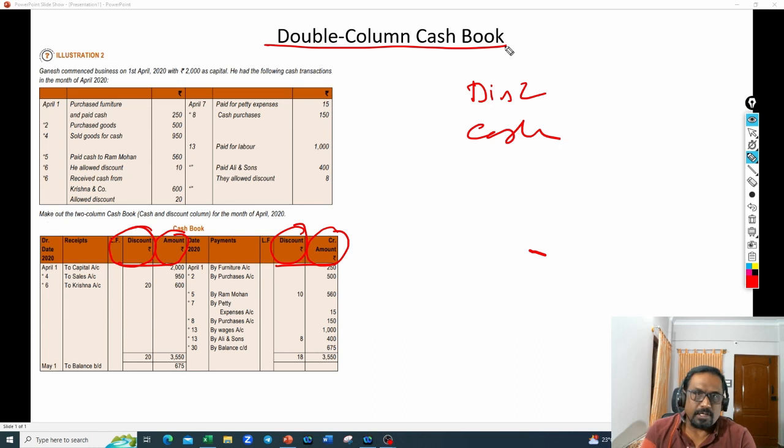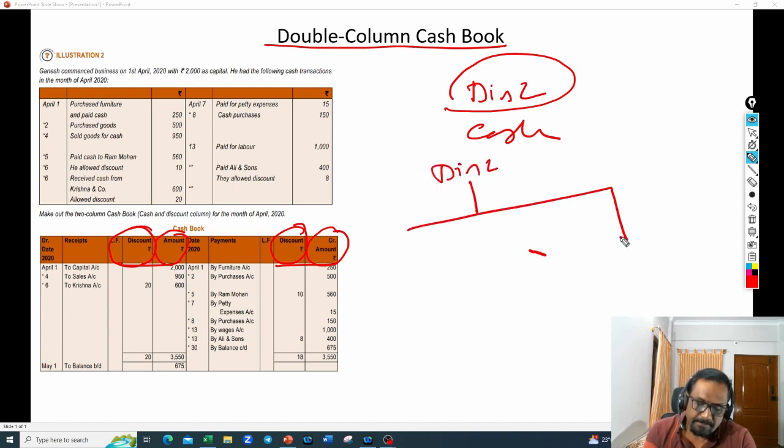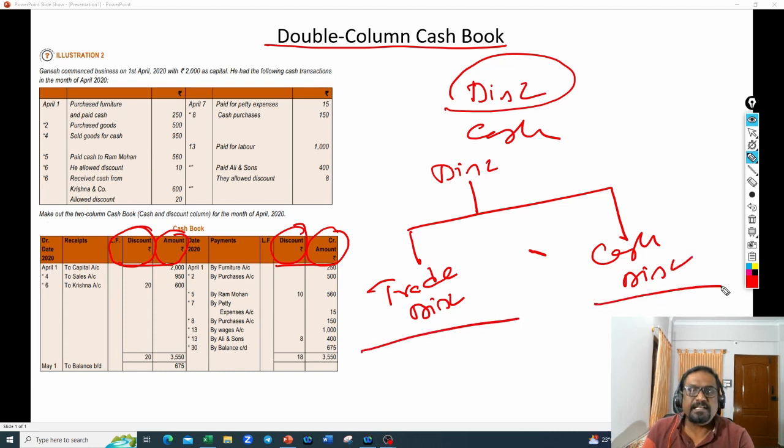Now you understood. What is this discount we are referring to here? There are two types of discounts we discussed previously. Do you remember what they are? Trade discount and cash discount. There are two types of discounts, trade discounts and cash discounts.